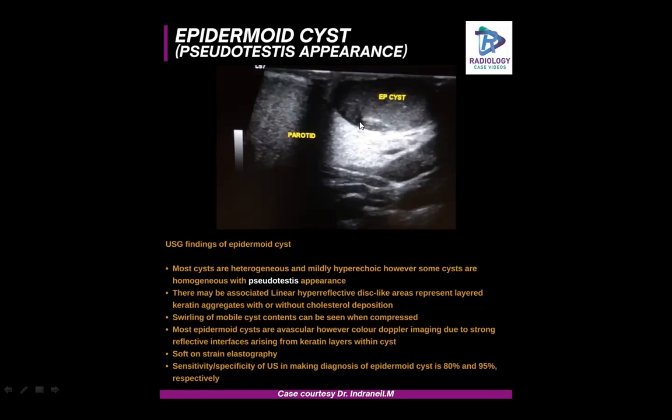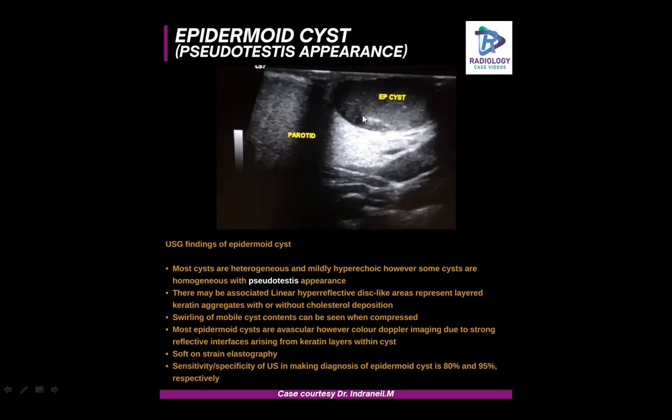The internal hyperechoic reflective areas are actually keratin aggregates, and these are one of the characteristic features of epidermoid cyst. Sometimes we can also see swirling of the internal contents of the cyst, and they are fluctuant and soft. On switching on the color Doppler, there will be no vascularity. This is one important point to differentiate solid lesions from epidermoid cyst, because the appearance sometimes mimics a solid tumor.